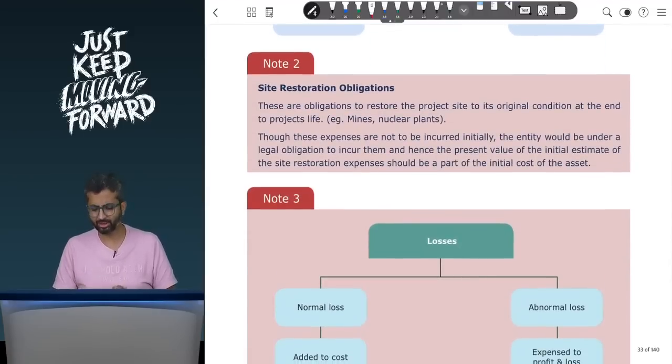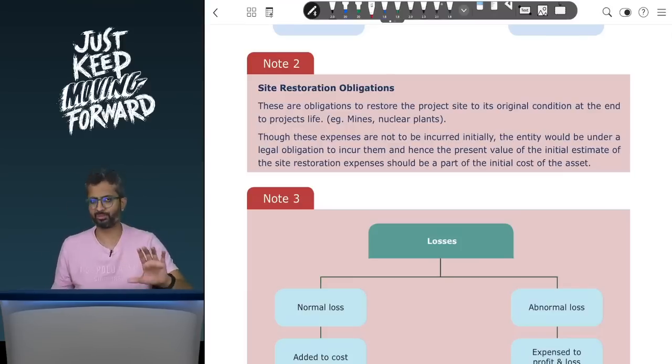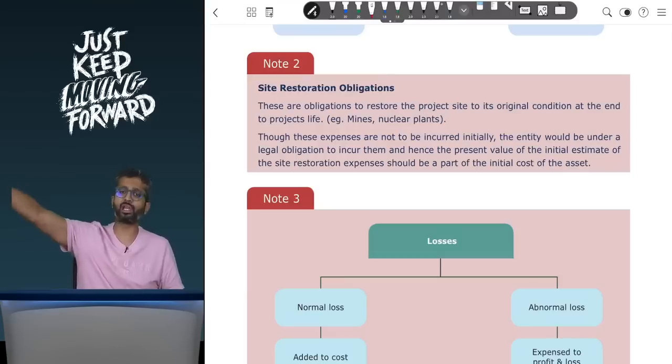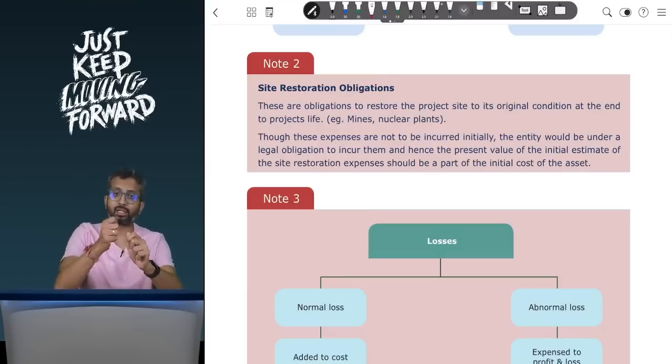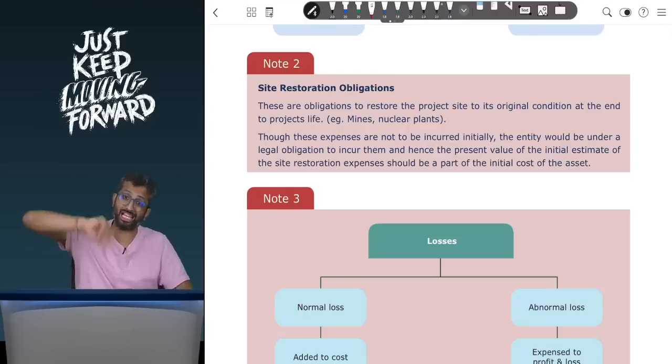Now there is something called a site restoration obligation. What does this mean? This is a very interesting case, also has some impact in AS 29. Sometimes what happens is when you start constructing the asset, the government says, like you are building a nuclear plant, this is a very sensitive asset, so at the end of the life you are under an obligation to dismantle it and restore the site in the location and condition it was when you took it. So over here, when you buy the asset, you are under an obligation later to dismantle it.